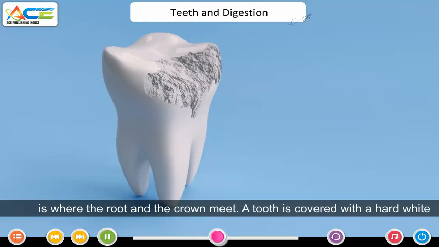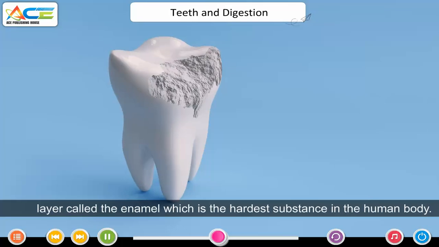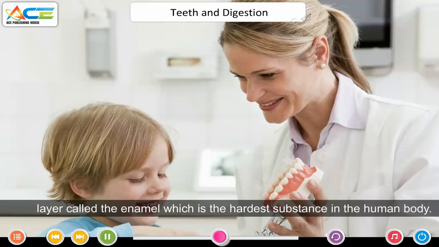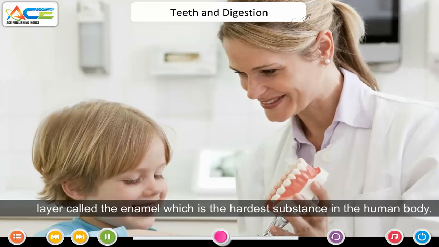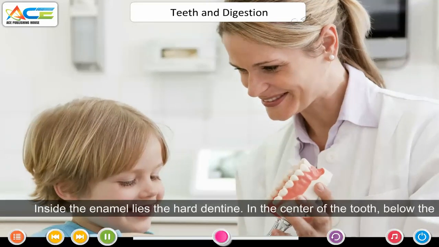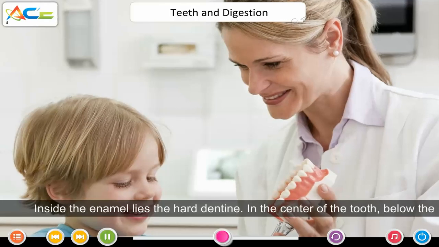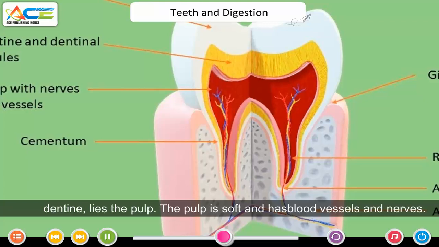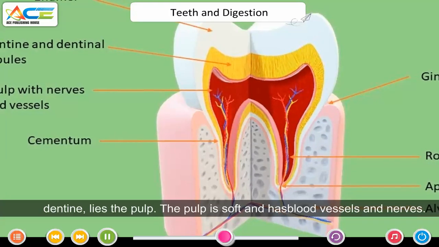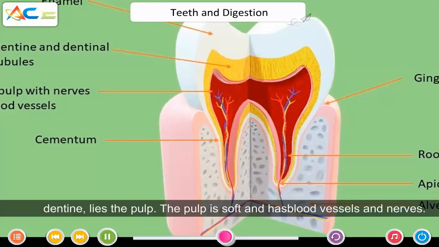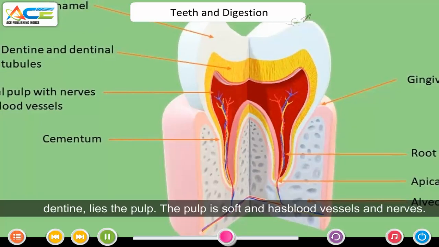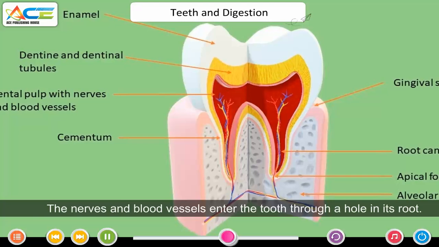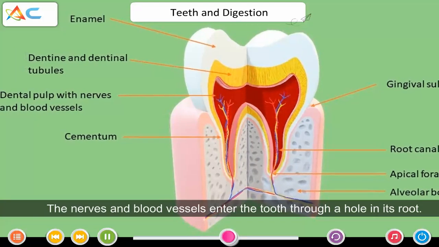A tooth is covered with a hard white layer called the enamel, which is the hardest substance in the human body. Inside the enamel lies the hard dentine. In the center of the tooth, below the dentine, lies the pulp. The pulp is soft and has blood vessels and nerves. The nerves and blood vessels enter the tooth through a hole in its root.